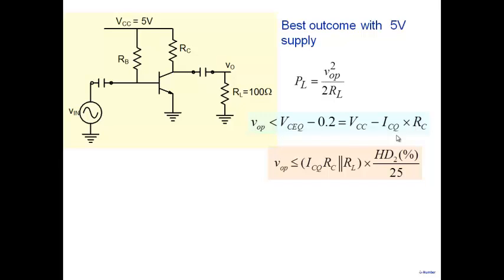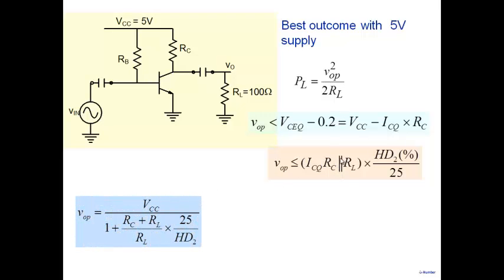When you examine these two limits, you see that to make V0P large, you should make ICQ-RC small. But when you examine the other, you find that to make V0P large, you have to make ICQ-RC large. And we've already seen the best V0P you will get when you balance these two. So you equate both of them together, you do some algebra, you get this expression.